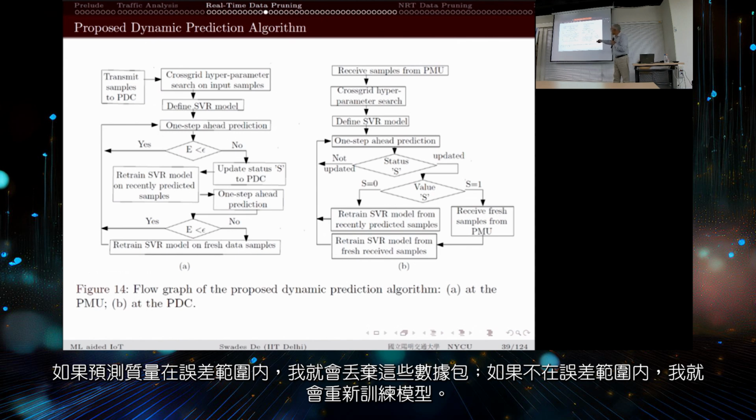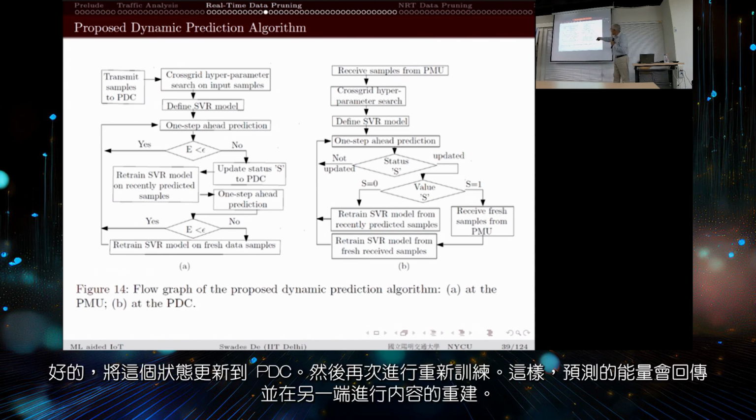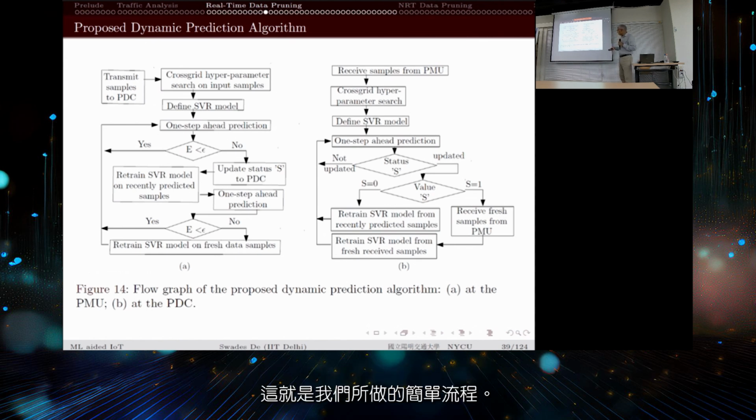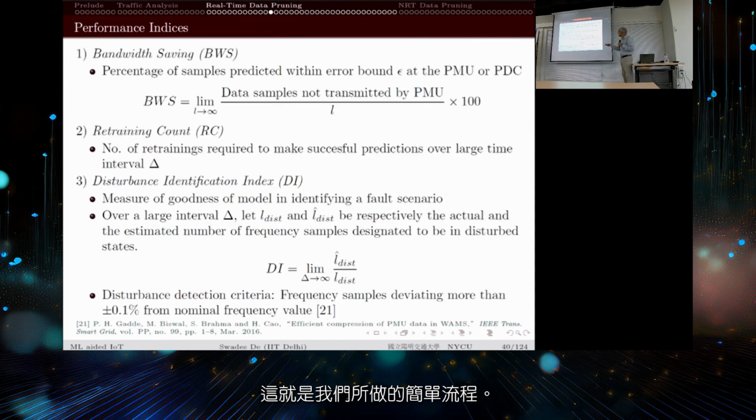the sample quality is within the error margin, then I drop the packet, and if it is within the error margin, I continue to proceed. If not, I am going to retrain, update that status to the PDC, and then it is retraining again. So this is the retraining happening again. And this algorithm is also running on the other side for the reproduction of the content. This is the simple thing that we have been doing.